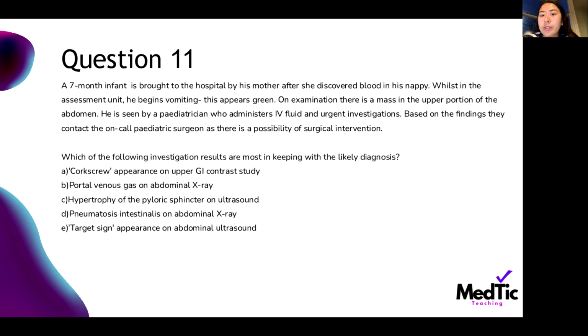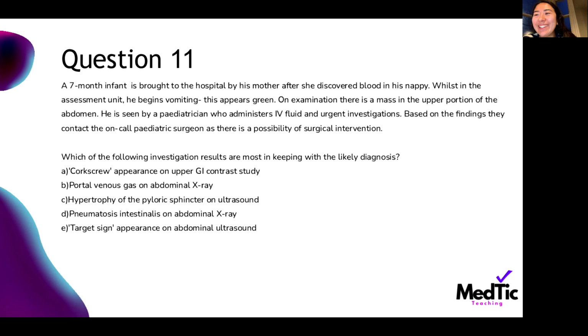So moving on to question 11. Any takers for the answer on this? Again, sorry if I'm not seeing the answers. For some reason, it's just not loading. There aren't any to see. I can't tell if it's just me.